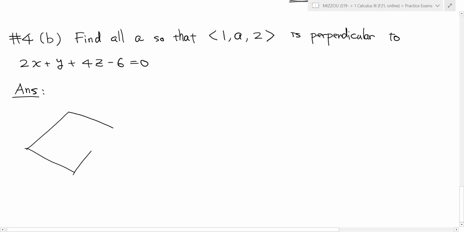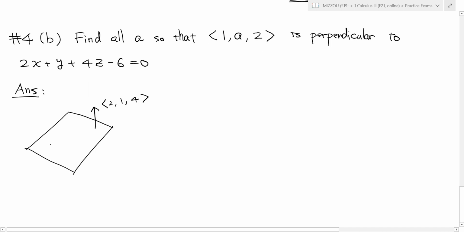This is a plane, let's say. So that means if you look at the coefficients of x, y, z, what you get is the components of the normal vector. So this plane has normal vector (2, 1, 4). Now you want to find the value for a so that this vector (1, a, 2) is perpendicular to the plane.